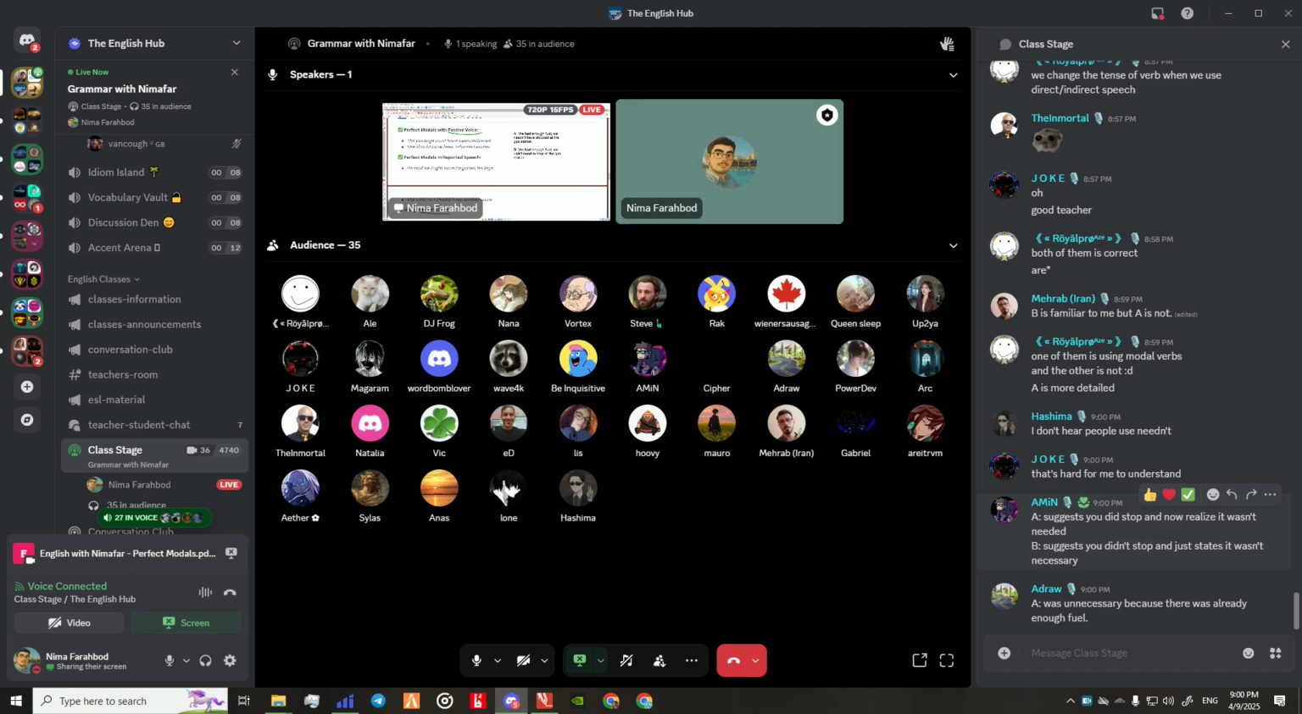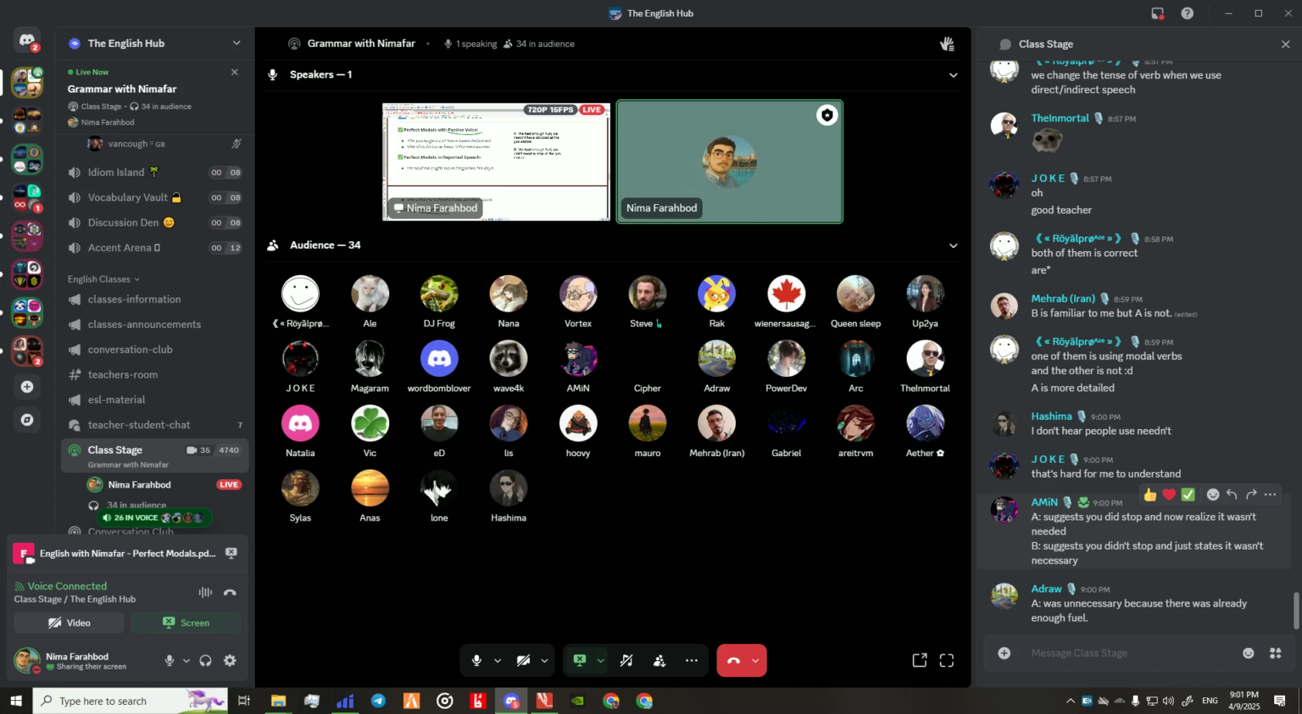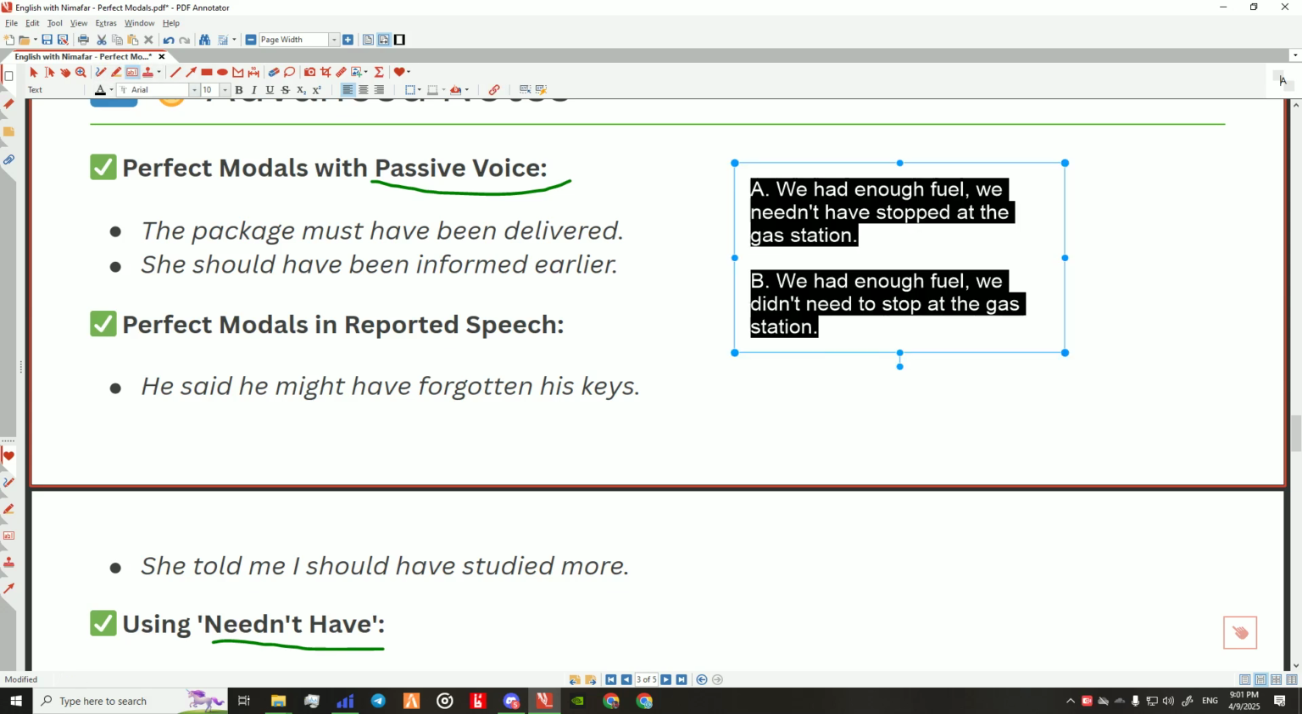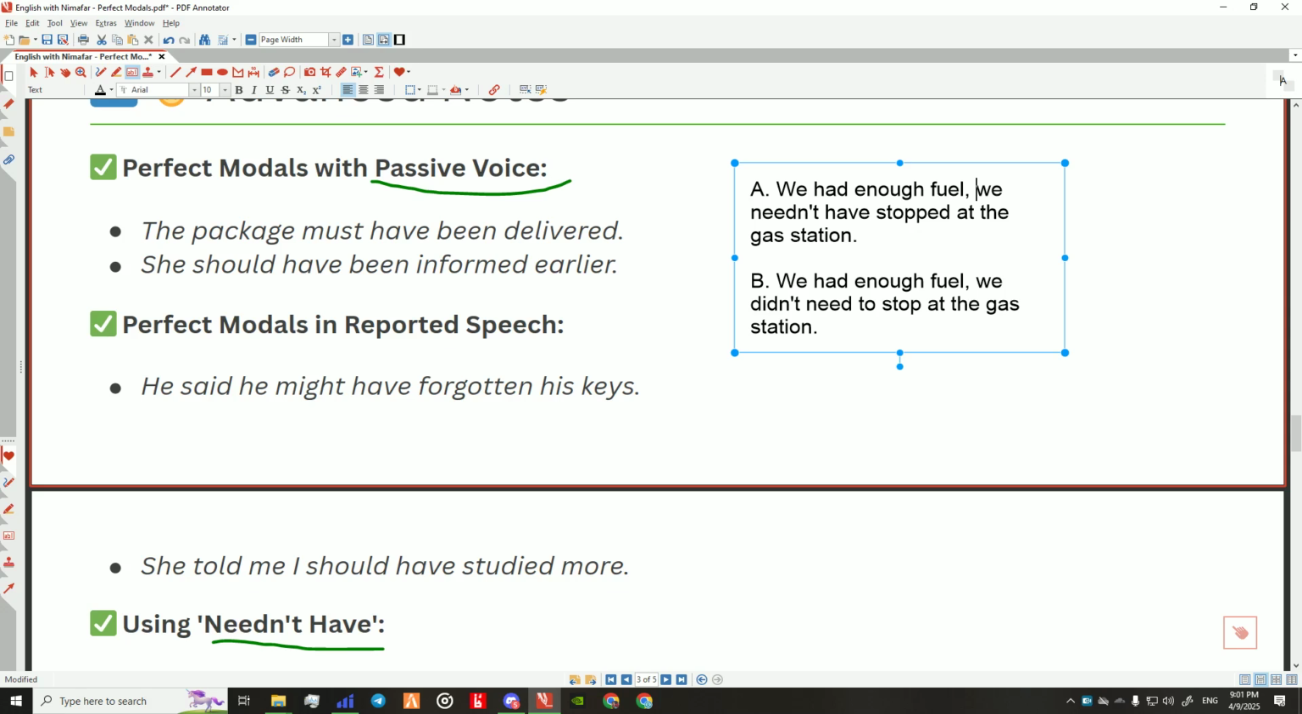What about B, Audra? What about B? In the same point of view you're saying, A was unnecessary because there was already enough fuel. Very good. Yes, something you said. We had enough. So I want to use two conjectures, we can say. We had enough fuel. We needn't have stopped at the gas station, we can say, but we did. Let's say, for example, we had enough fuel. We didn't need to stop at the gas station.